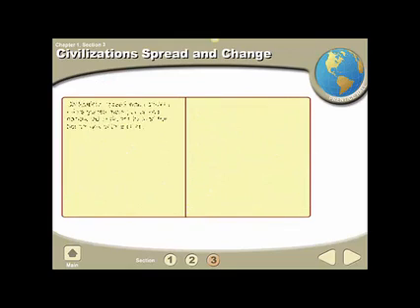How do civilizations spread and change? Well, civilizations spread when ancient rulers gain more power and they go out and they conquer. So through warfare and conquering other lands, you are now spreading your civilization to other people. When you conquer them, you have them adapt maybe your language, your religion, your customs, your beliefs, all of those things spread.